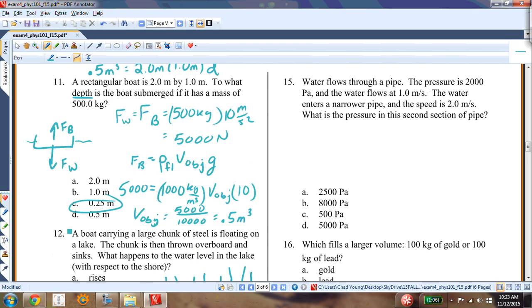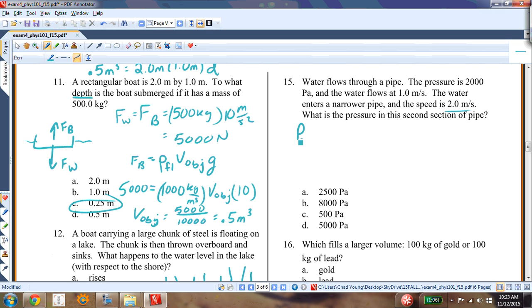Water flows through a pipe. Pressure is 2,000 pascals, and the water flows at that speed. It enters a narrower pipe, so its speed is 2 meters per second. So actually, the area decreases by half. What is the pressure in the second section of pipe?